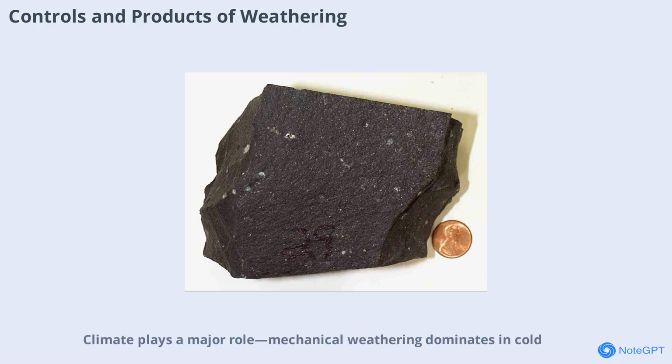Climate plays a major role. Mechanical weathering dominates in cold, wet environments, while chemical weathering is more intense in warm, moist regions. The products of weathering include sand and gravel from physical processes and clay and dissolved ions from chemical processes. These materials are vital for soil formation, sedimentary rock creation, and even economic resources like clay and sand. Understanding these controls helps us predict landscape evolution and manage engineering challenges.